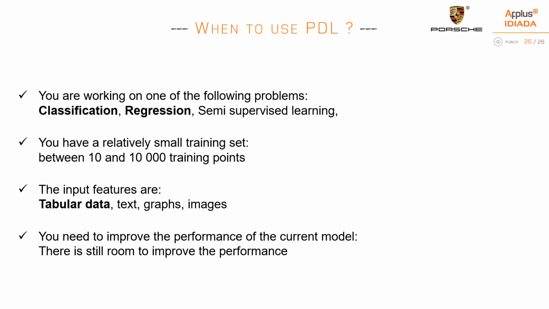With a bit of coding, PDL can also be extended for semi-supervised learning or adapted to handle text, graphs, or images. Keep in mind the training set size. For datasets beyond 10,000 points, a supercomputer or HPC may be required. Overall, you can expect around a 10% improvement in performance.